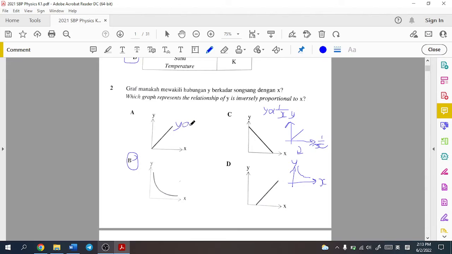This graph represents y directly proportional to x. This is decreasing linearly. This is increasing linearly. So you need to take note that when y is directly proportional to x, it must start from 0. When it does not start from 0, it is increasing linearly.